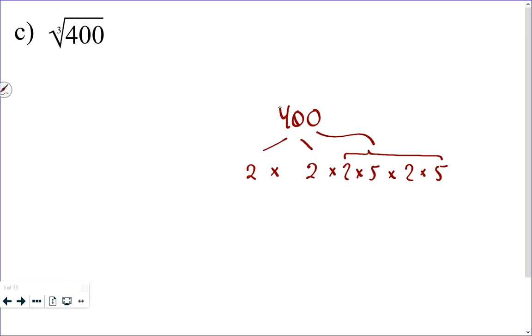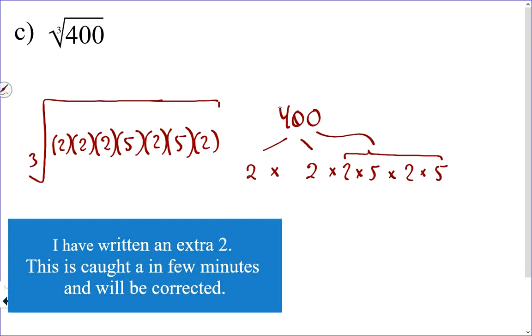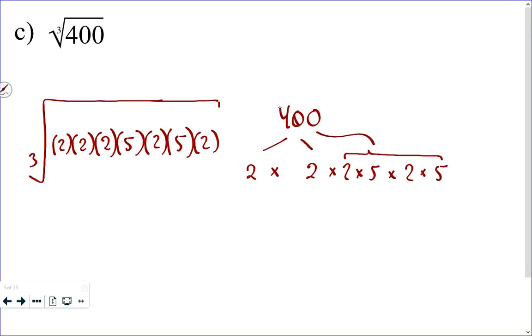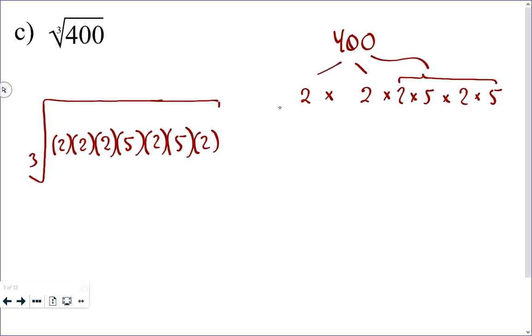So what we have then is the cube root of 2 times 2 times 2 times 5 times 2 times 5 times 2. The order that I wrote these in, the 5s and the 2s, I flipped them for some reason when I wrote them in, but they're all the same numbers. Now, I would say to you that this stuff in the top right corner of the screen is simply scrap paper work. Okay, it really is.